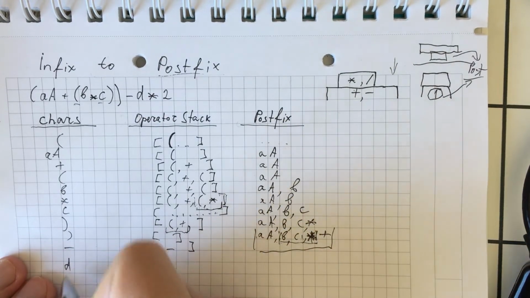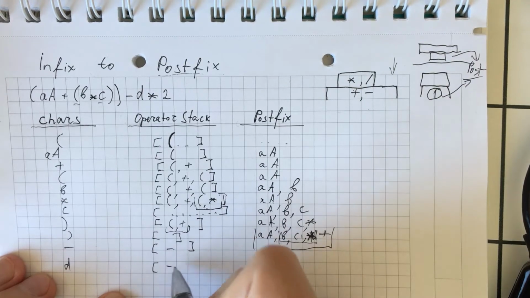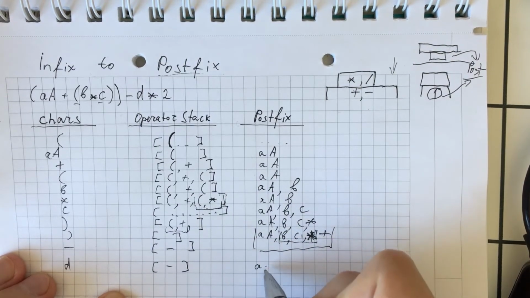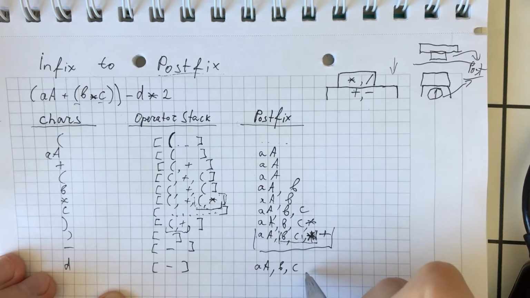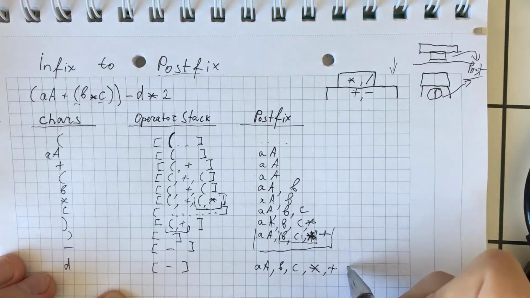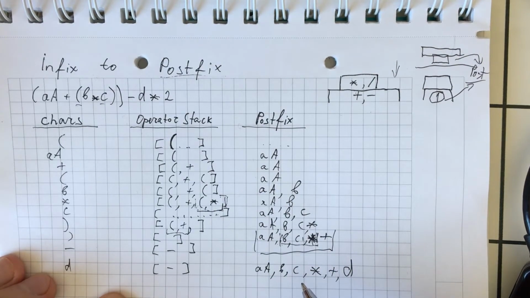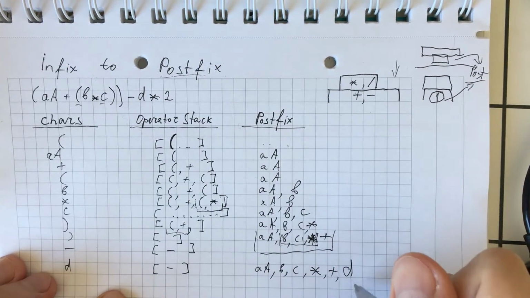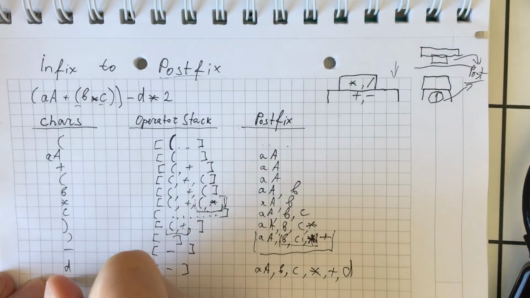Then we have a D, this is still this, A, B, C, multiply, plus, and the D, because operands are always added. So we've got a D, and there's another multiplication.